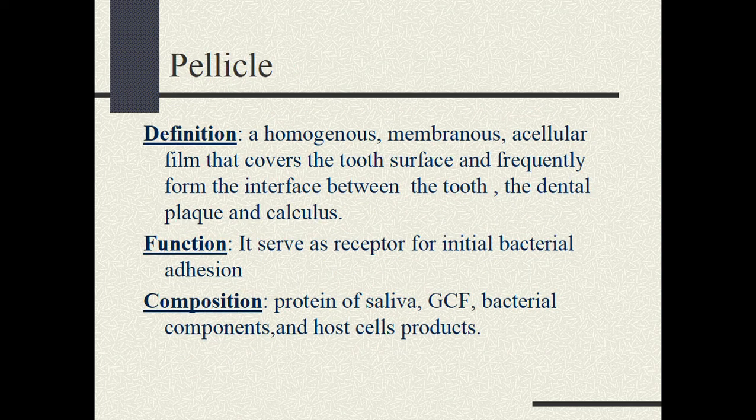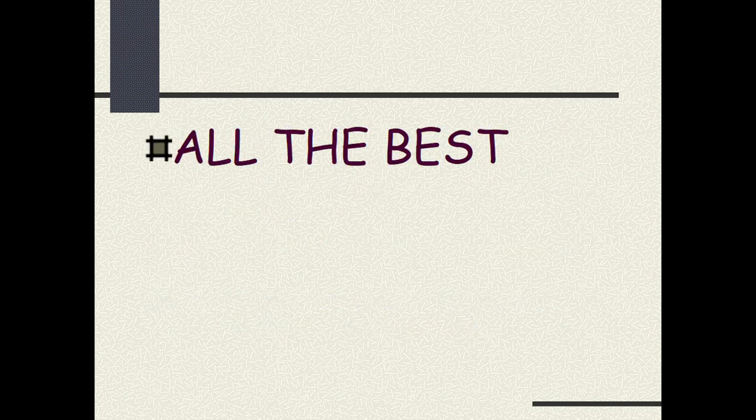Coming on to the pellicle. Definition: a homogeneous, acellular membrane film that covers the tooth surface and frequently forms the interface between the tooth and the dental plaque and calculus. It serves as a receptor for initial bacterial attachment or adhesion. Composition: it is made up of proteins of saliva, GCF (gingival crevicular fluid), bacterial components and host cell products.